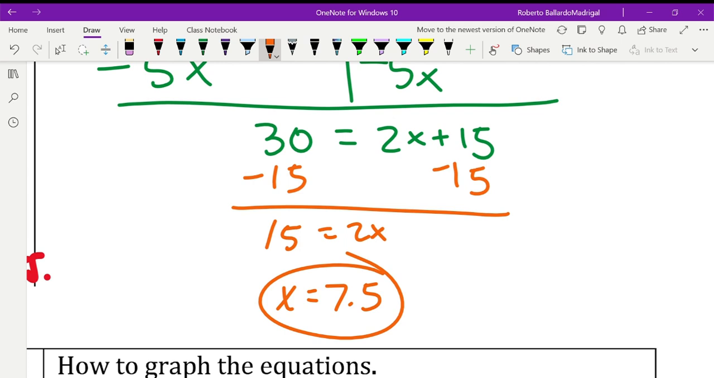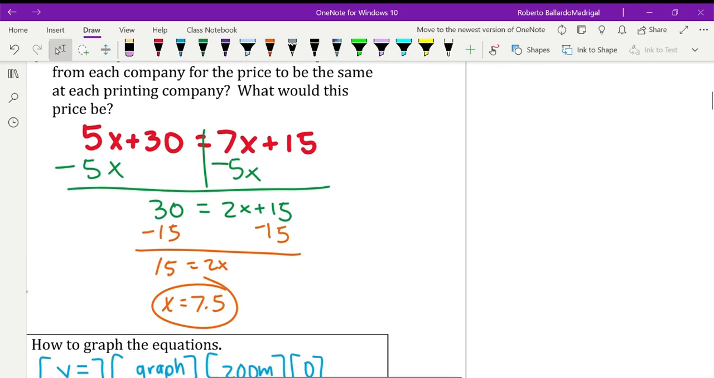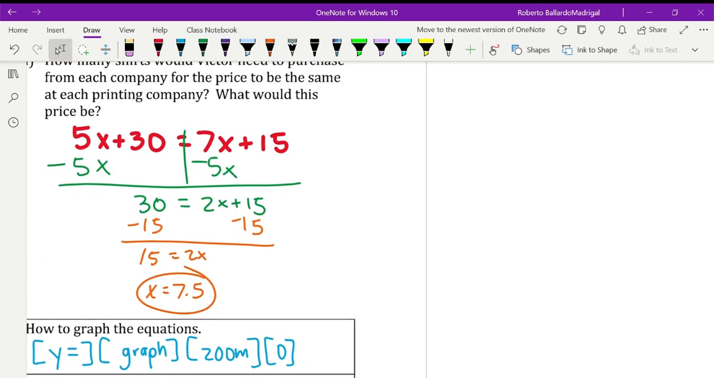Okay. So the question was, how many shirts would they need to purchase from each company for the price to be the same? We would need to print 7.5 shirts for the price to be exactly the same. Now, what is the price? We haven't found that out yet. So we're going to do that next. If we were to print 7.5 shirts, what would the price be?